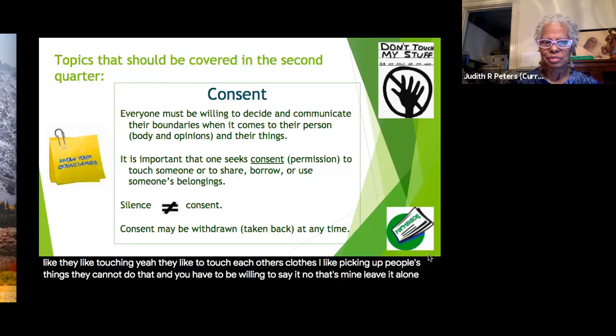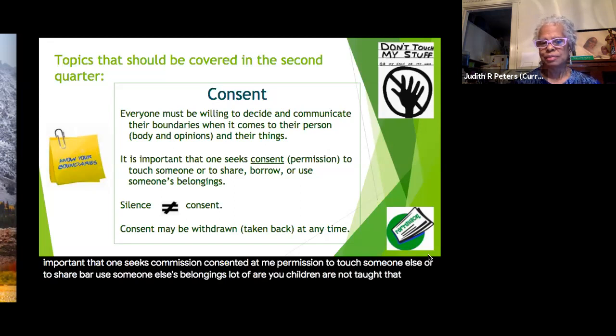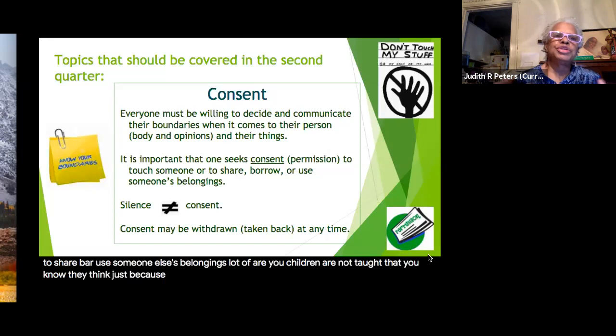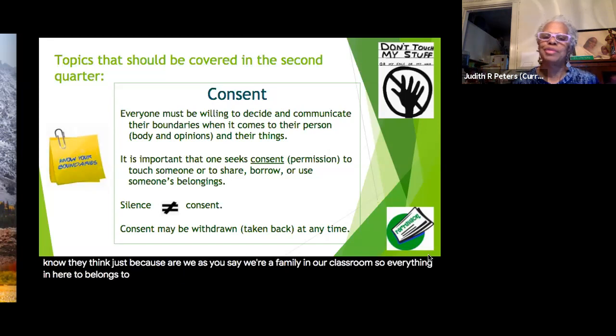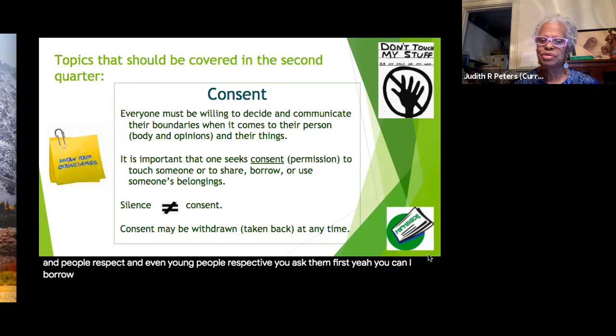Leave it alone. It's important that one seeks consent. I mean, permission to touch someone else or to share, borrow, use someone else's belongings. A lot of our children are not taught that. They think just because you say we're a family in our classroom, so everything in here belongs to everybody. No, it doesn't. So you have to teach your children to ask first. And people respect it. Even young people respect it if you ask them first. Yeah, can I borrow a pencil? Sure. Just give it back.